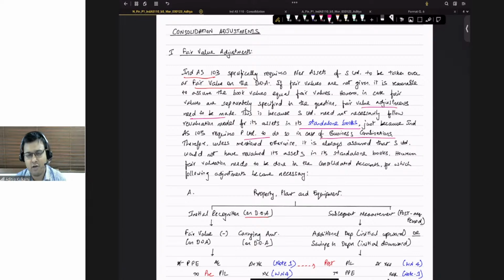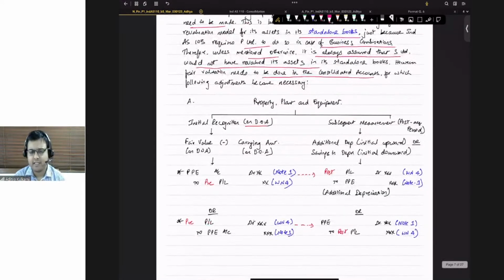Generally, companies will never go for revaluation. It is a plain headache. You have to get a valuer, do the revaluation, do the adjustments. What are you going to achieve out of that? It is going to be only an accounting exercise resulting in a cost for the company. Otherwise, it has no value. So revaluations are generally not preferred. Therefore, unless mentioned otherwise, always assume that S Limited would not have revalued its assets in its standalone books. However, fair valuation needs to be done in the consolidated accounts, for which the following adjustments become necessary.